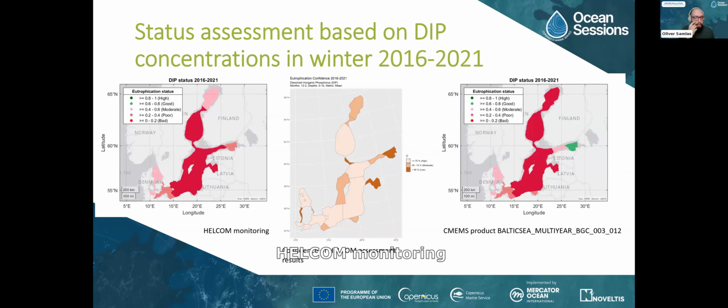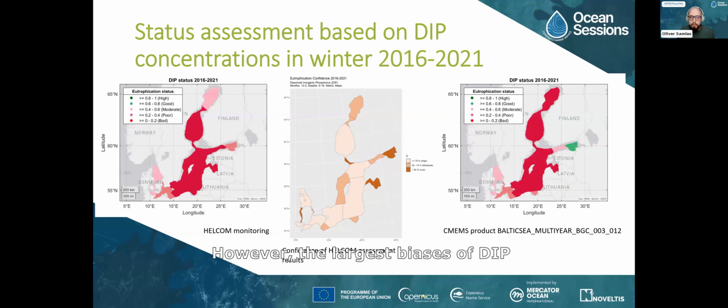On the left, you can see the HELCOM monitoring results, and on the right, the reanalysis results. The evaluation results differ a lot between the analyzed parameters, indicators, and subbasins of the Baltic Sea. In general, the model DIP concentrations and indicator results agree better with observations than, for example, TIN or chlorophyll A.